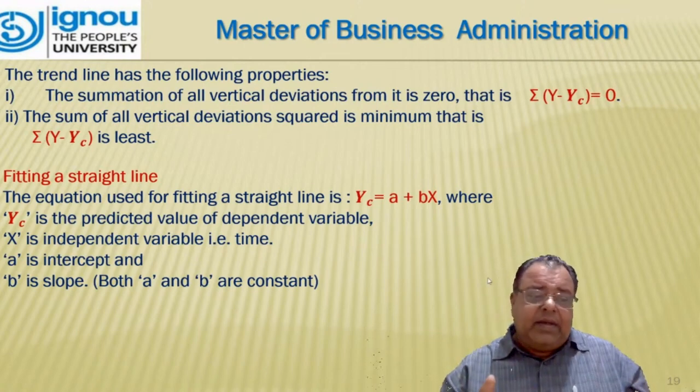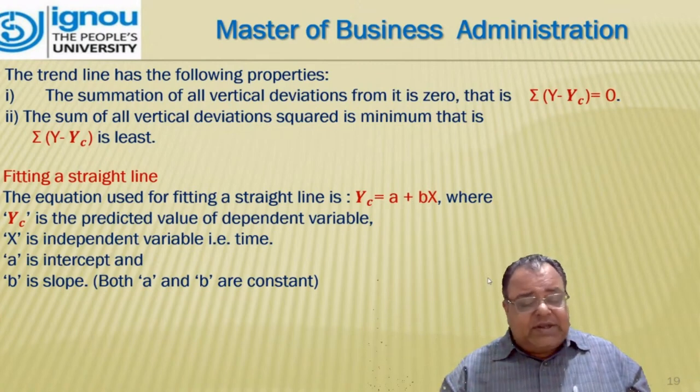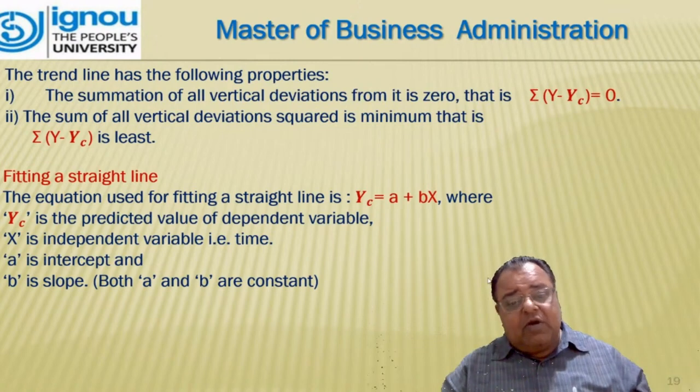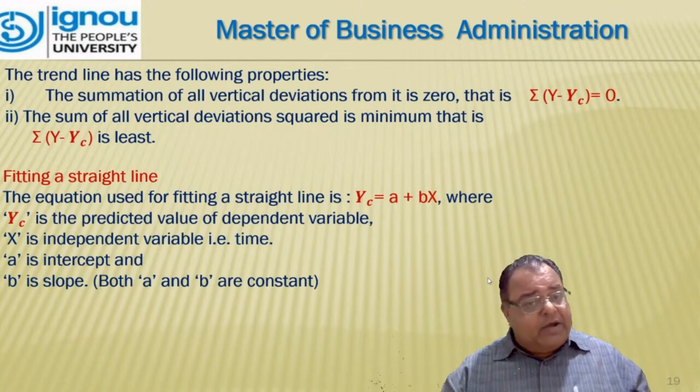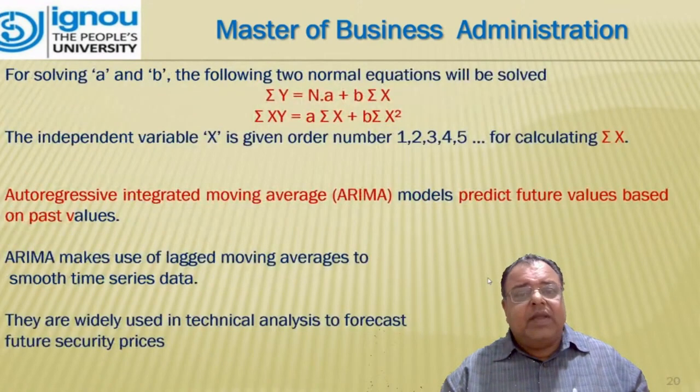Now, fitting a straight line. The equation for fitting a straight line is yc equal to a plus bx, where yc is the predicted value of the dependent variable, x is the independent variable, that is the time, a is the intercept and b is the slope, and both a and b are constant numbers.